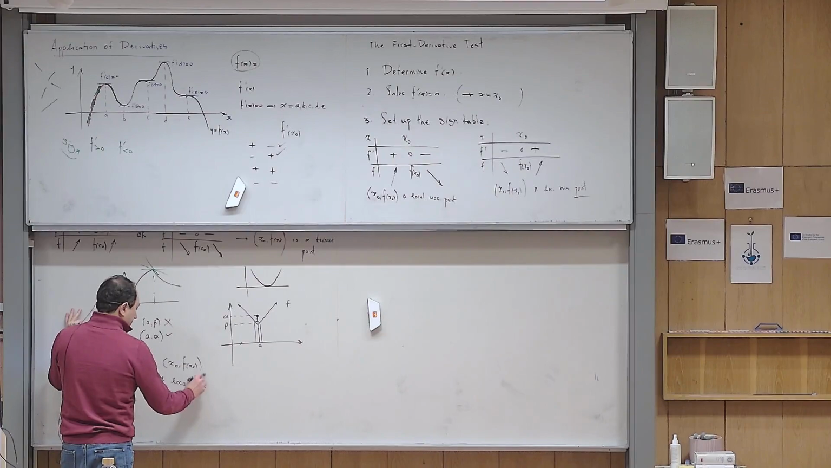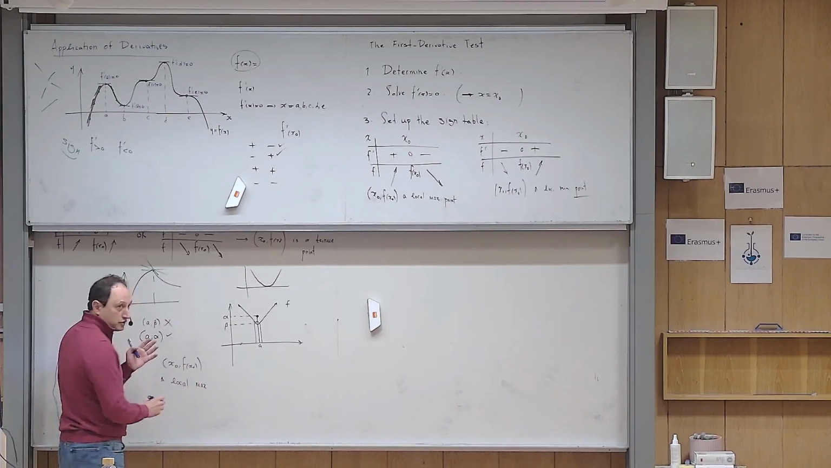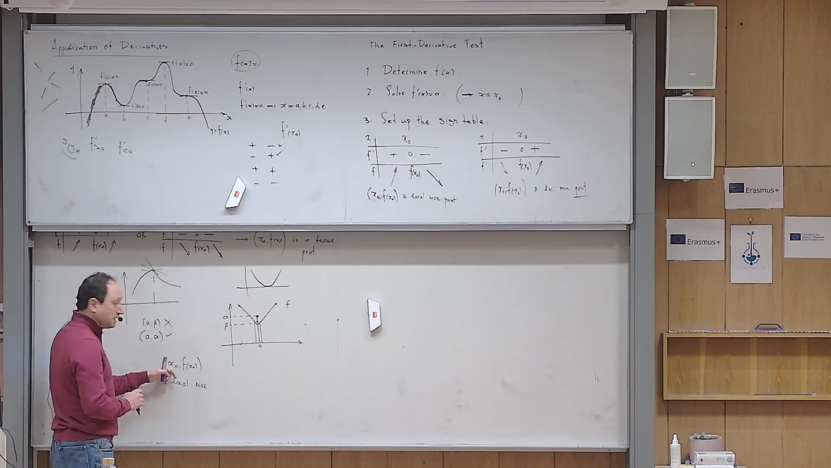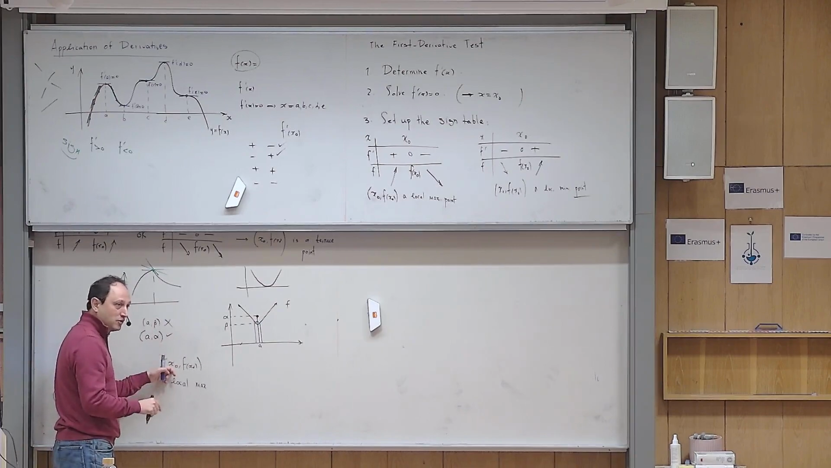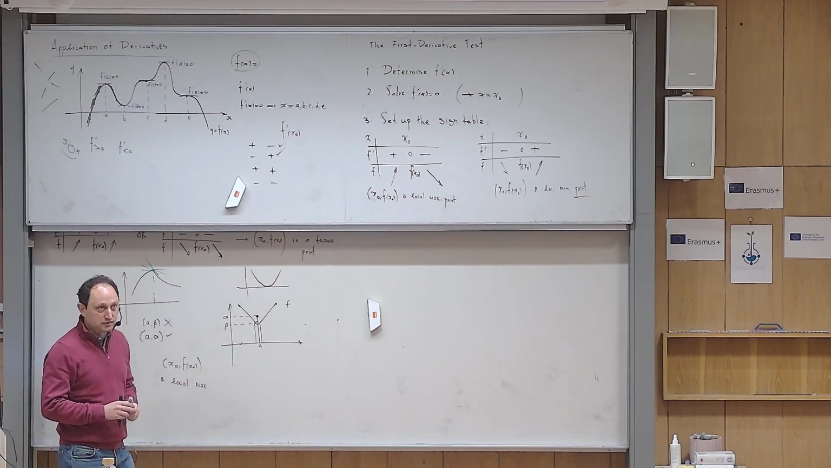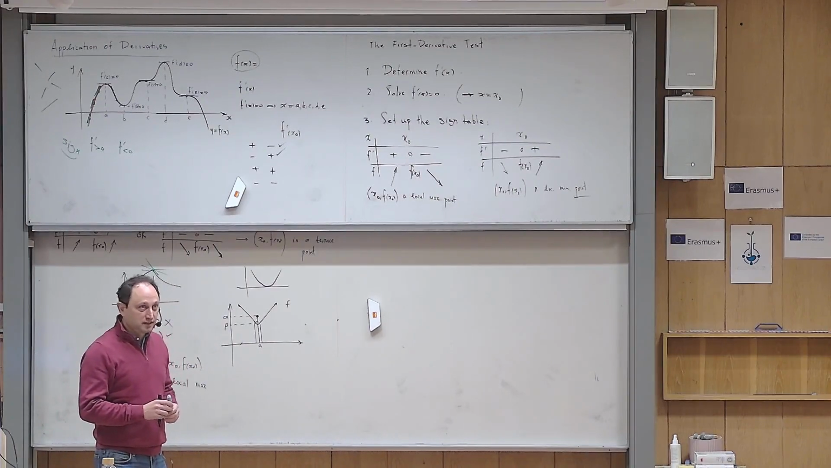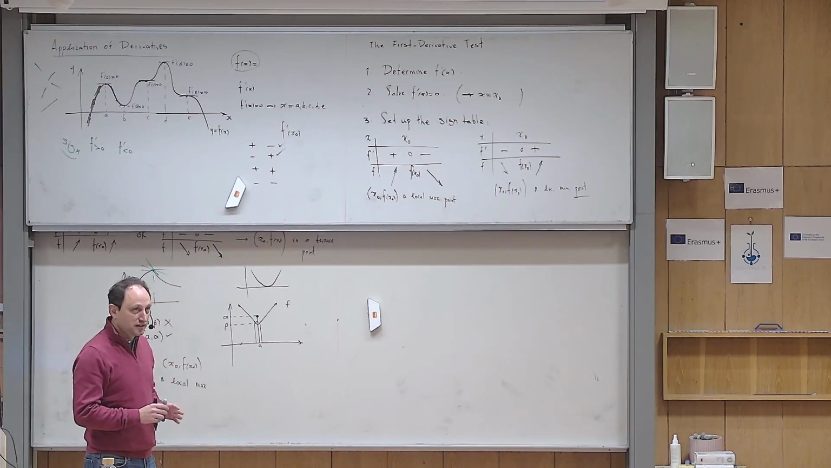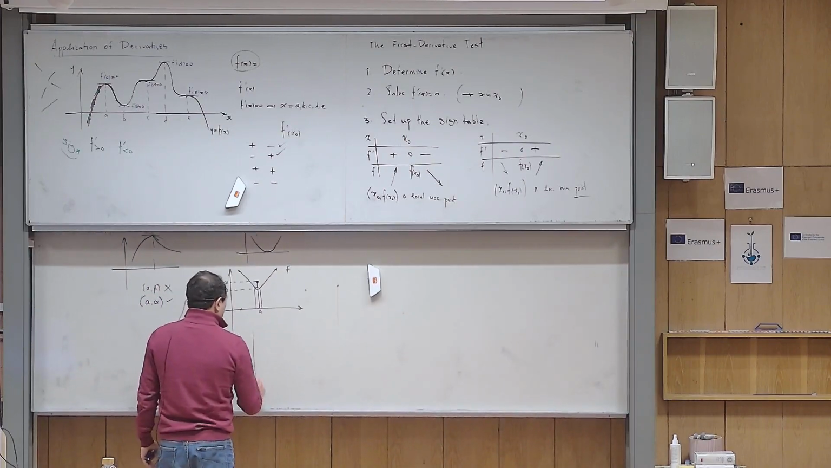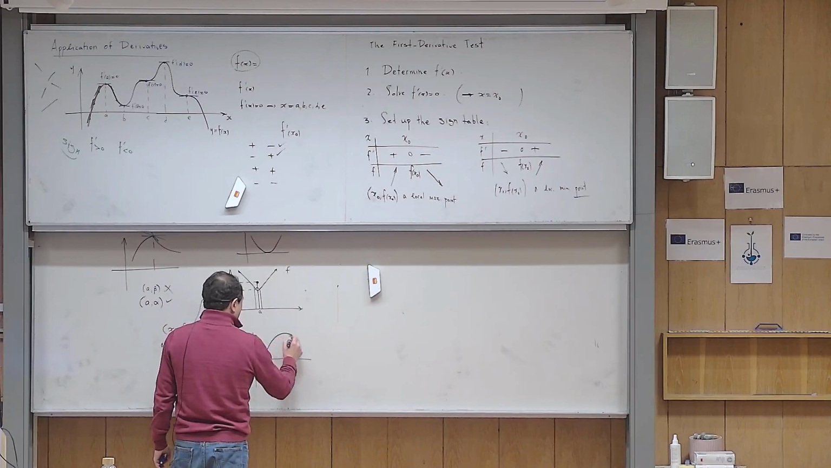maximum if there is an interval, no matter how short the interval is, around x naught, so that for all the points within that interval, f of x naught is more than the other f of x's. Yes? Is that understandable? I don't want to spend time on these things because they are a little bit more advanced.